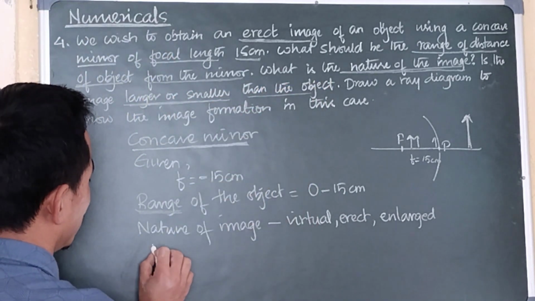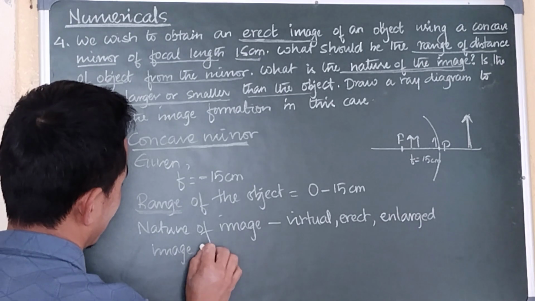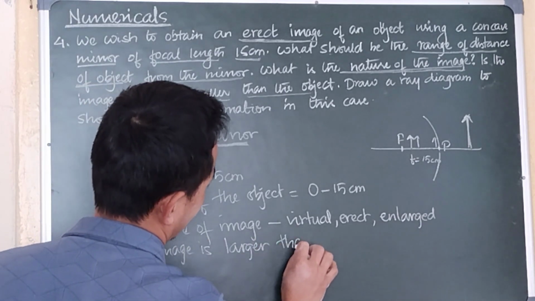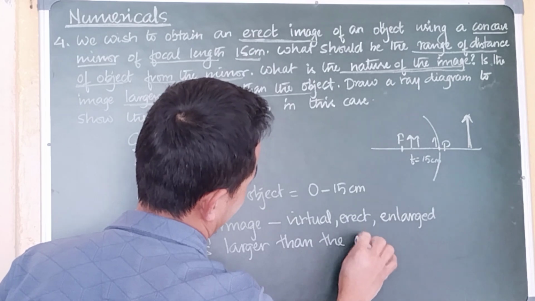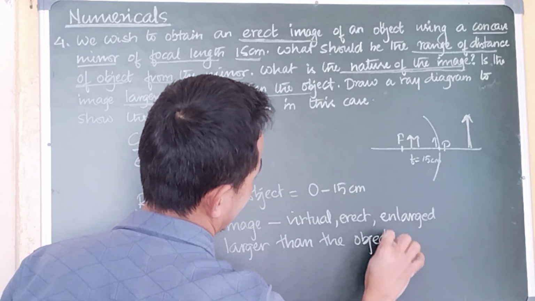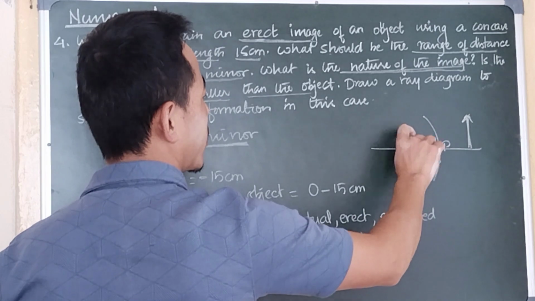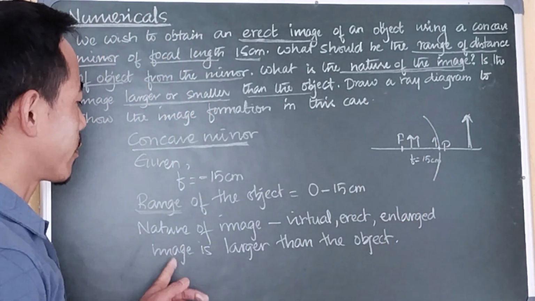Then the next question is, is the image larger or smaller than the object? So you can write here, image is larger than the object, because here the image is magnified. So the height of the image will always be greater than the height of the object. So it will be larger.